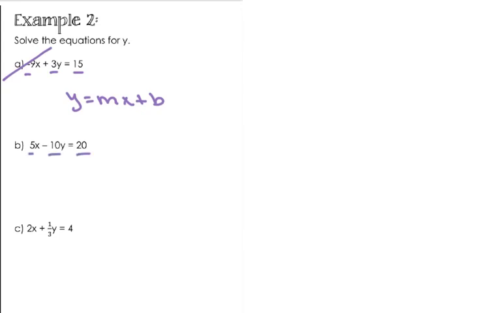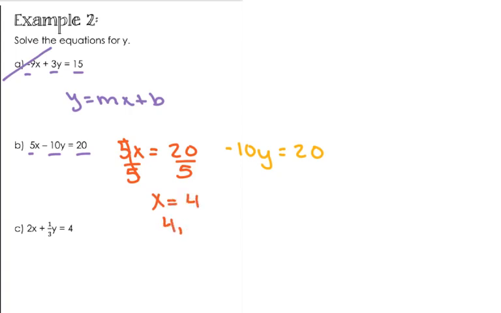Can 5 and 10 go into 20 evenly? Yes, so this one we can use the x and y intercept method. So 5x would equal 20, negative 10y would equal 20. And we would just divide. So my x-intercept would be 4. Remember, this really means 4, 0. And divide by a negative 10. So this would be a negative 2. So this would be 0, negative 2.